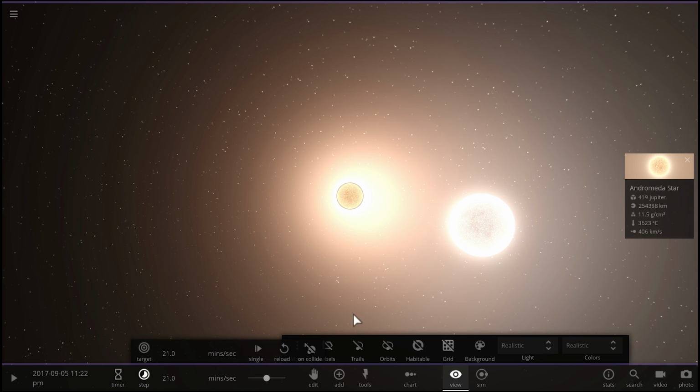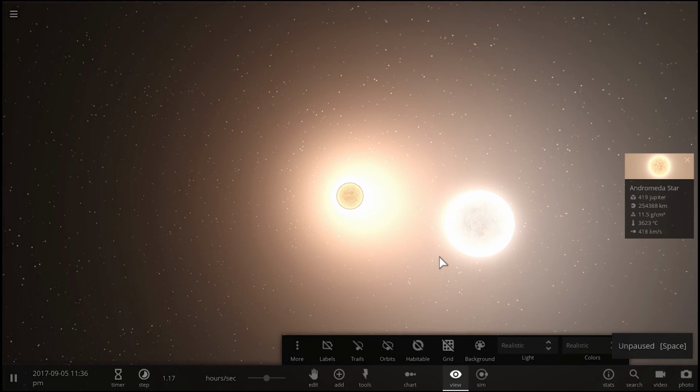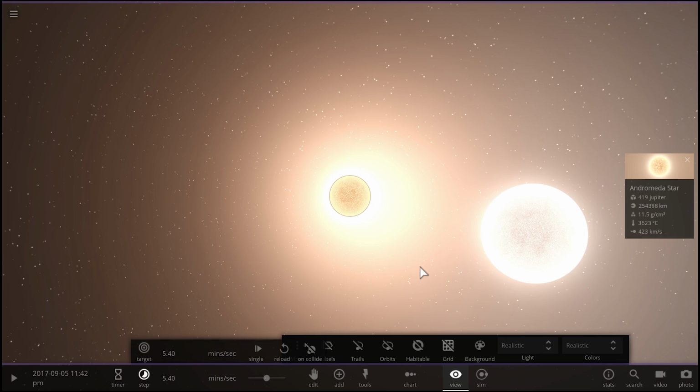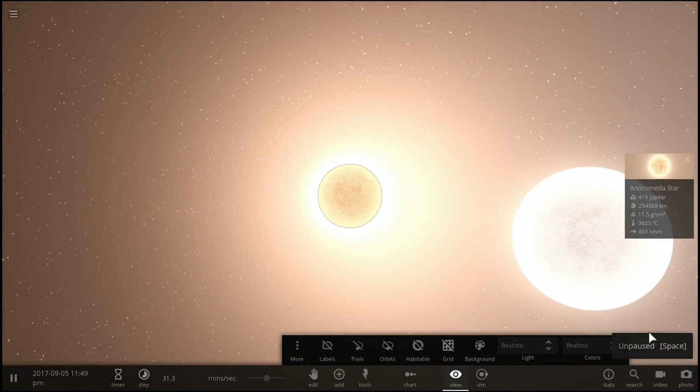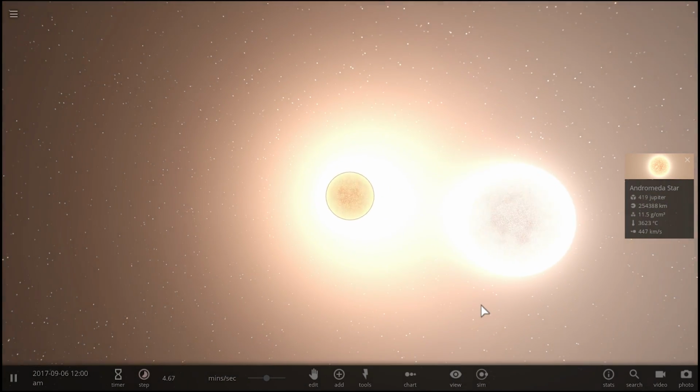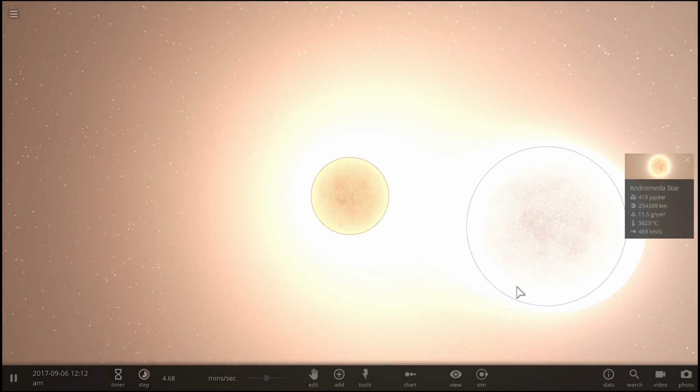But here we go. Let's decelerate time here a little bit. Let's change this to maybe several meters per second. And here comes the big collision between the stars.